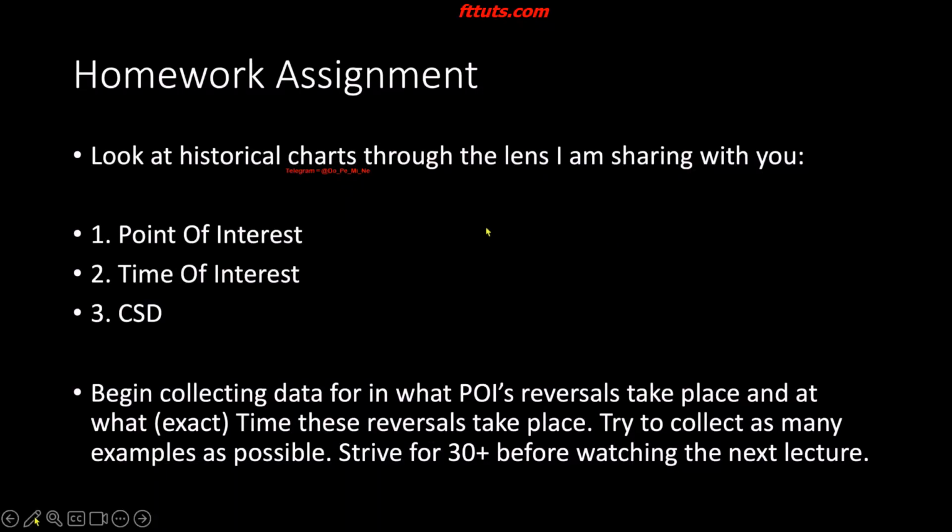I want to give you a homework assignment before going into next week's lecture. First of all, I want you to take a look at historical charts through the lens that I have been sharing with you thus far. I want you to take a look at 3 steps. First, point of interest, meaning that you must determine a point of interest after you have already determined, of course, the order flow, if the market is bullish or bearish. Once you have determined your point of interest, you're waiting for it to be reached during the right time of day, and we're then going to wait for a change in the state of delivery. I want you to really pay attention to what confirms a change in the state of delivery.